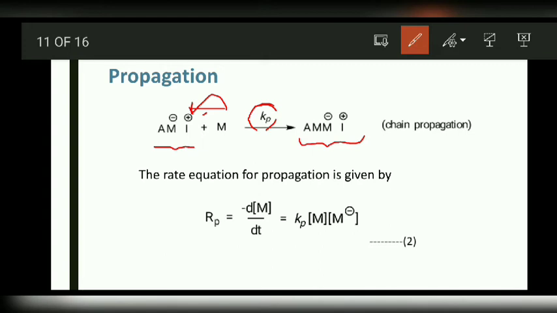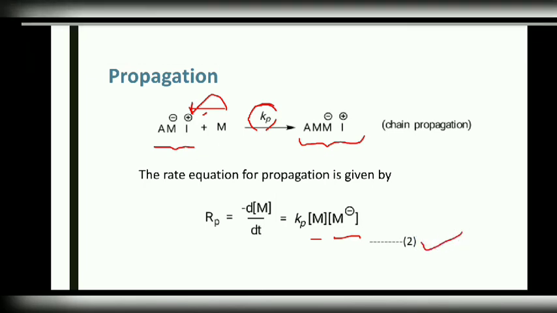That is why. So this rate equation is given by Rp is equal to Kp, that is the rate constant for propagation, or propagation rate constant, into molar concentration of monomer into molar concentration of M minus. So what is this M minus? It is the concentration of growing chain. So, carbanions, so that concentration of growing chain is represented by M minus. So call this equation number 2.